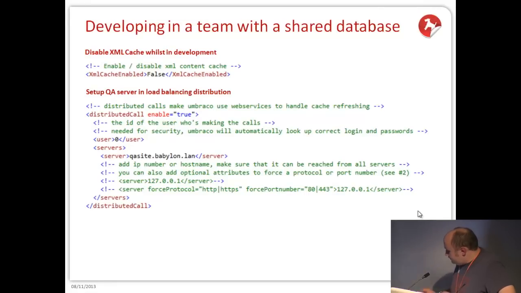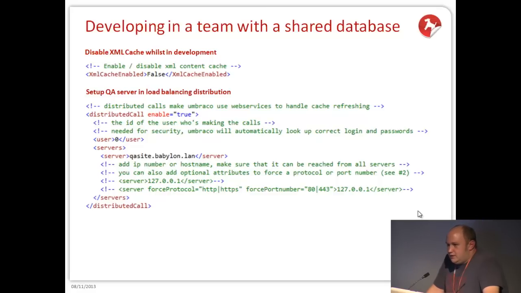This is a little tip. We do generally develop with a shared database. So developers are running the sites locally, but generally sharing the database. We'll often have a QA site as well. And one clever little thing we've used when developing in this way is to disable the XML cache for everyone, so that Umbraco is always looking at the database for the latest content. So when someone changes it, it changes for everyone.